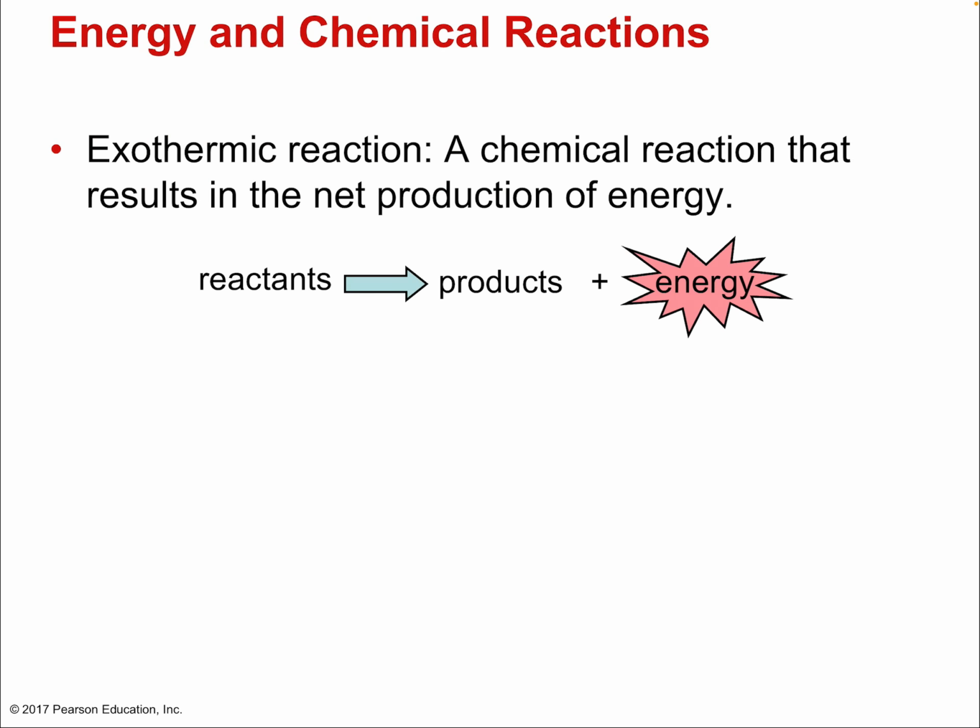Well, what is an exothermic reaction? Well, it's a chemical reaction that actually results in a net product of energy. So energy is released, okay? So we have reactants to products, some balanced chemical equation, and an excess of energy.